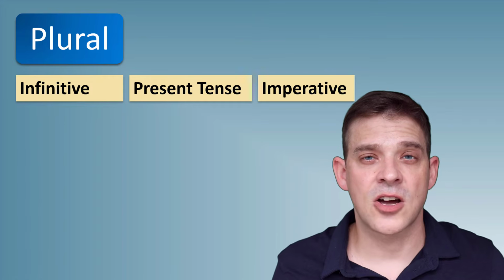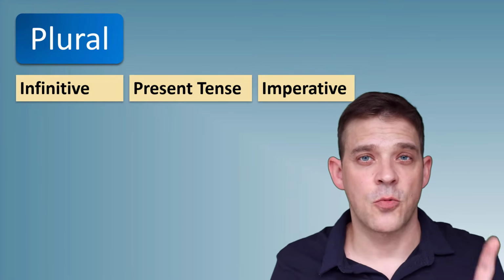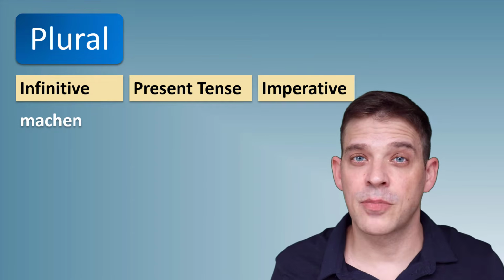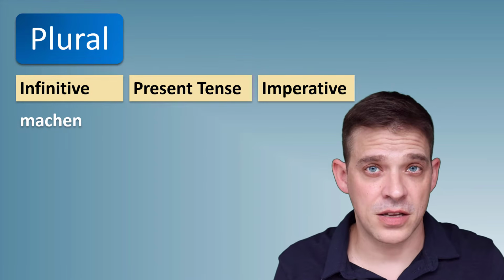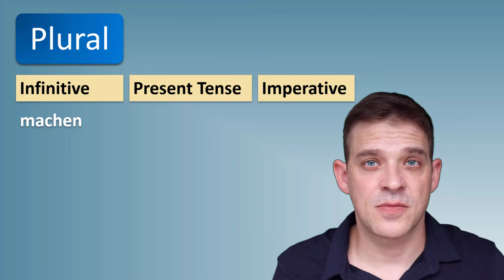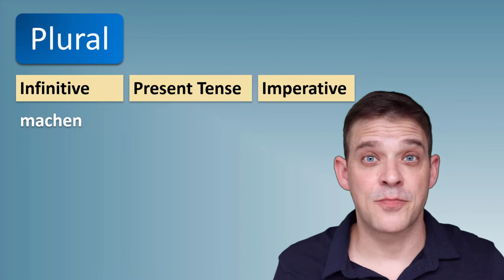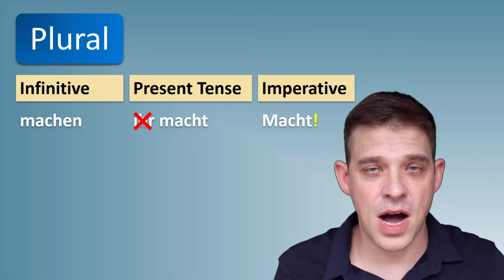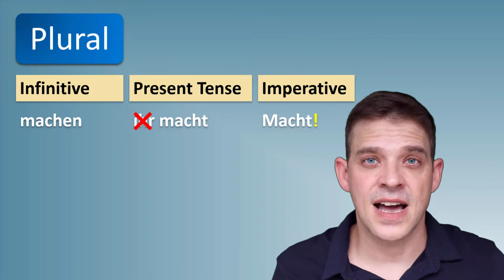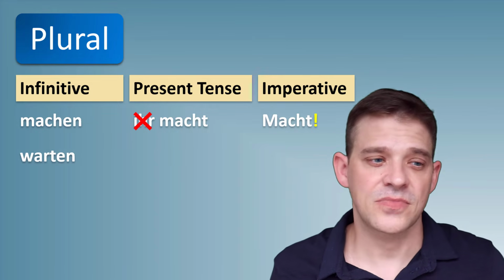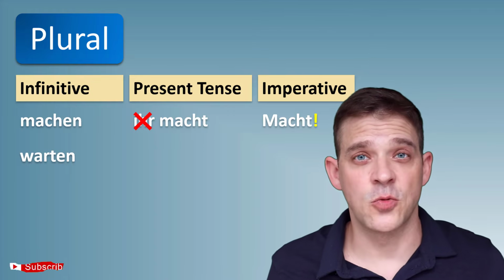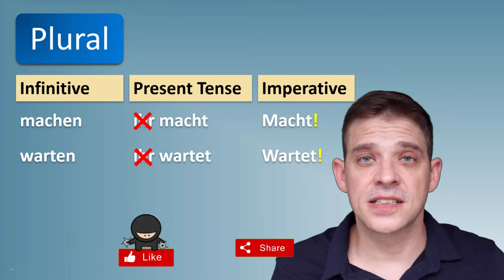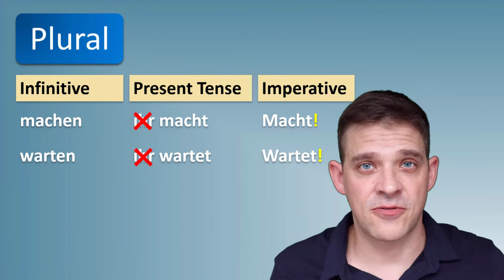Now, let's look at a couple more verbs. We're gonna do this together. You can practice along with me, for example, a regular verb. Machen. Machen, second person plural conjugation in present tense is ihr macht. Drop this ihr and you have the imperative. Oder warten. Warten heißt to wait. Ihr wartet. Imperativ ist auch wartet.